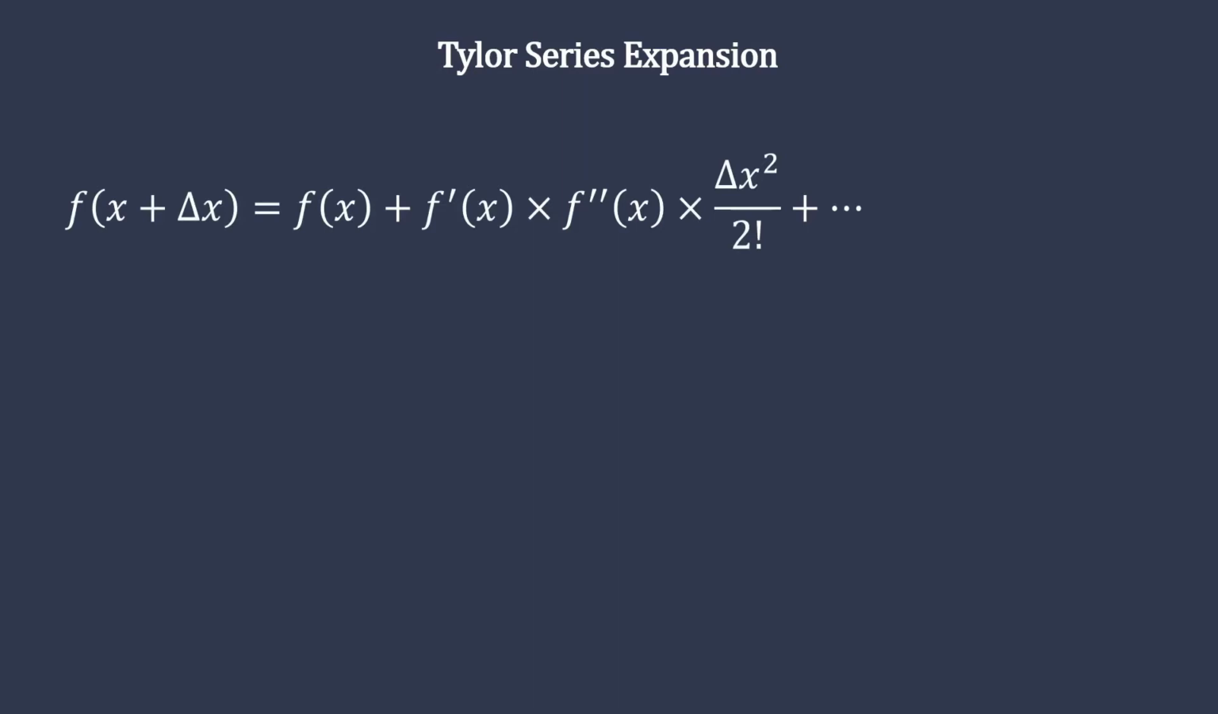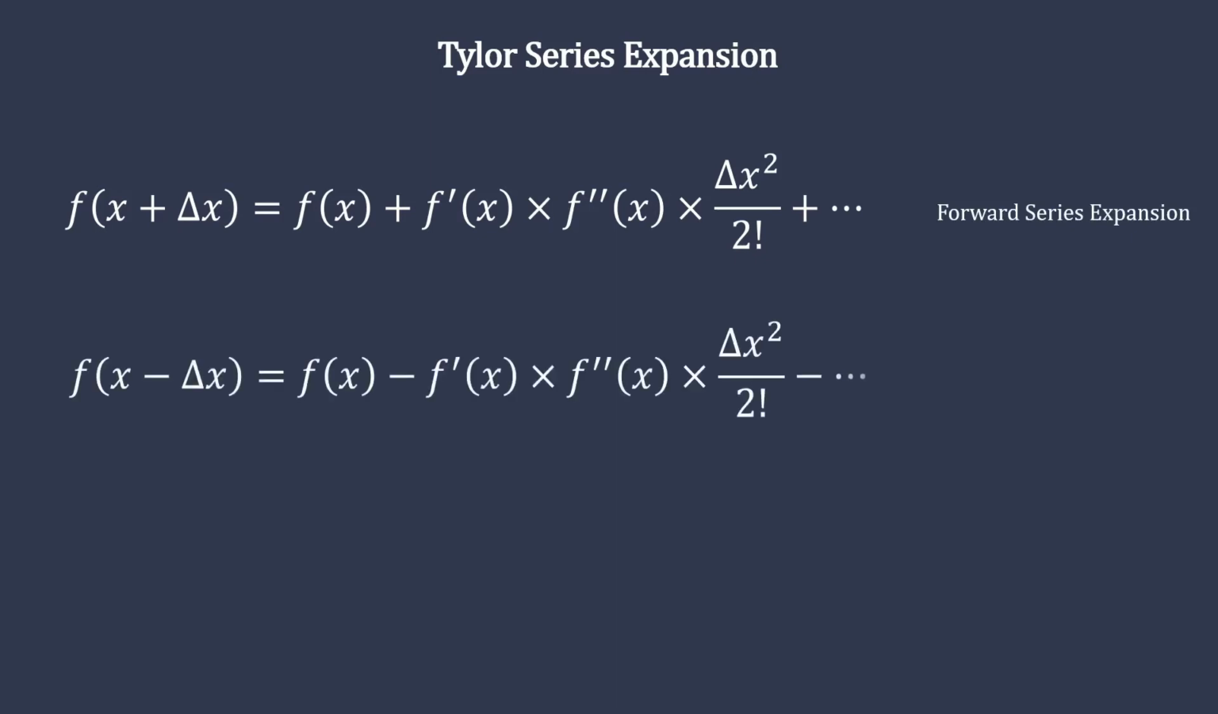Before we use finite difference method we need to understand Taylor series expansion of a continuous function. We will see below a very brief introduction to Taylor series, which is an infinite series expansion of any function. Here f of x plus delta x is equal to f of x plus f dash of x into delta x plus f double dash of x into delta x square divided by 2 factorial and so on. It is known as the forward series expansion. And f of x minus delta x is equal to f of x minus f dash of x into delta x plus f double dash of x into delta x square divided by 2 factorial and so on. It is known as the backward series expansion.